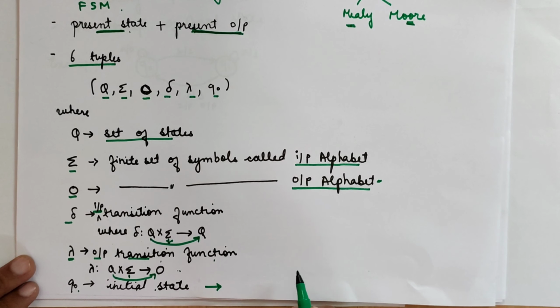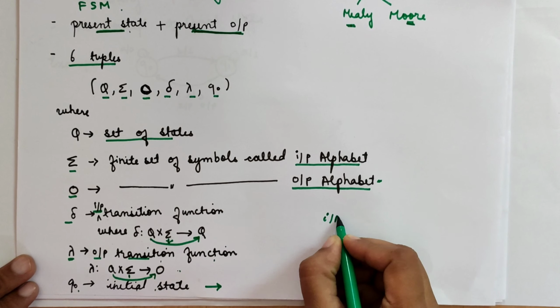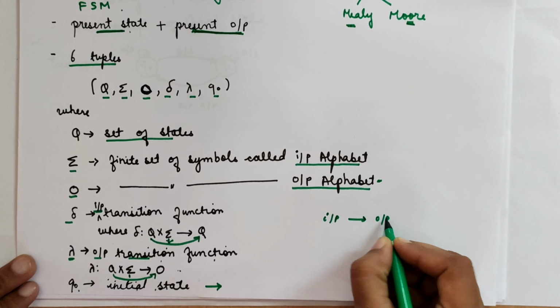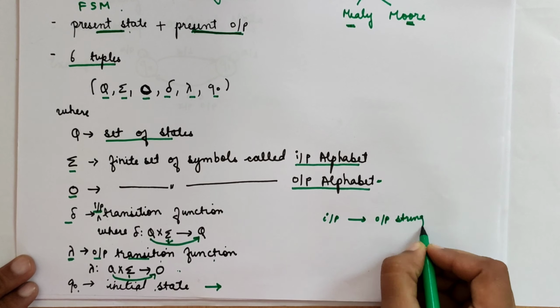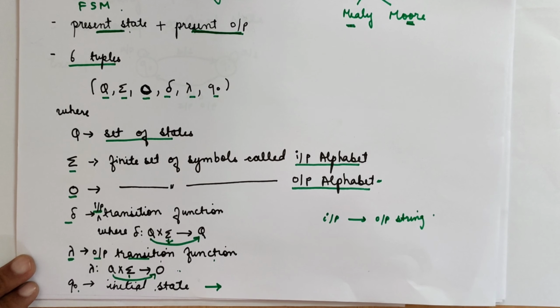And finite automata with output, what does that mean? Output means if we are providing some input, it is going to produce some output string. So that's why we say that a Mealy machine has an output.